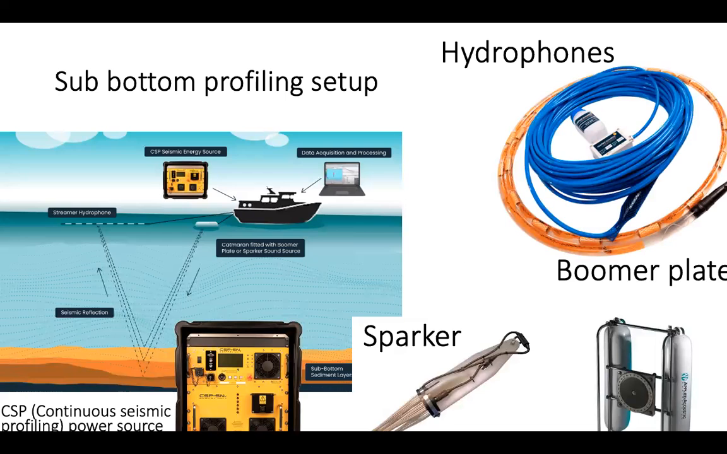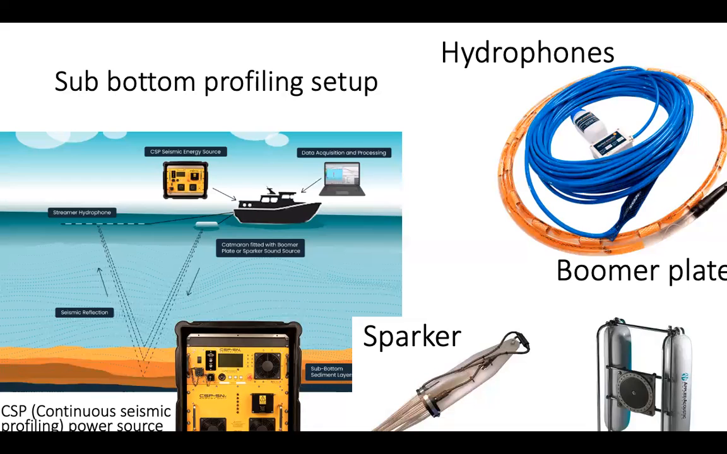So a typical sub-bottom profiling setup is shown in the picture to the left here, where we have a boat, a catamaran in this case, which has a computer on board doing the data acquisition and processing. Now that's hooked up to a few things. The first is a seismic energy source, a continuous seismic profiling, CSP, power source. And this effectively is a big capacitor bank that provides an enormous lot of power to the seismic sources, which are listed there, either a boomer or a sparker source.